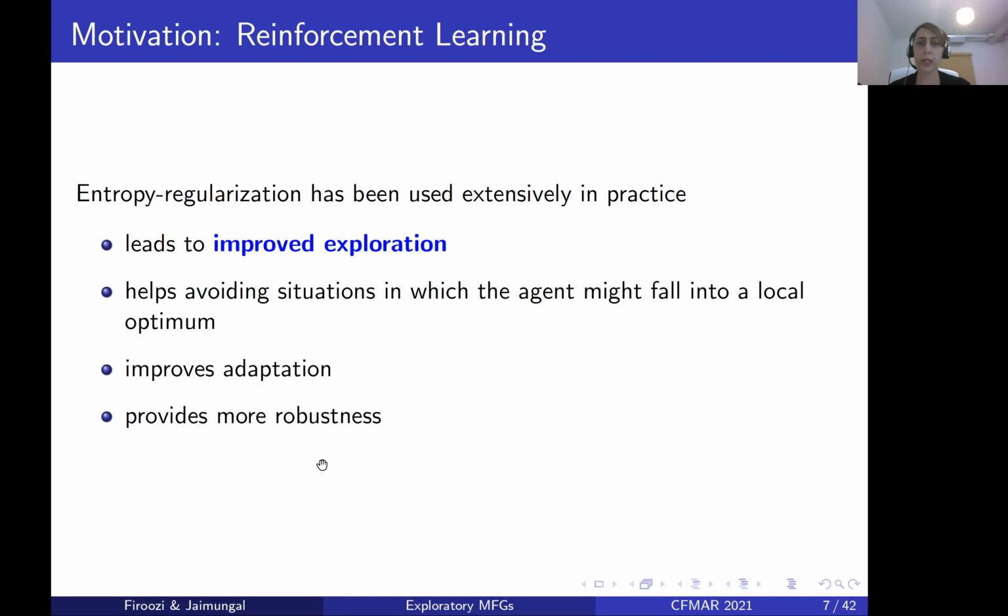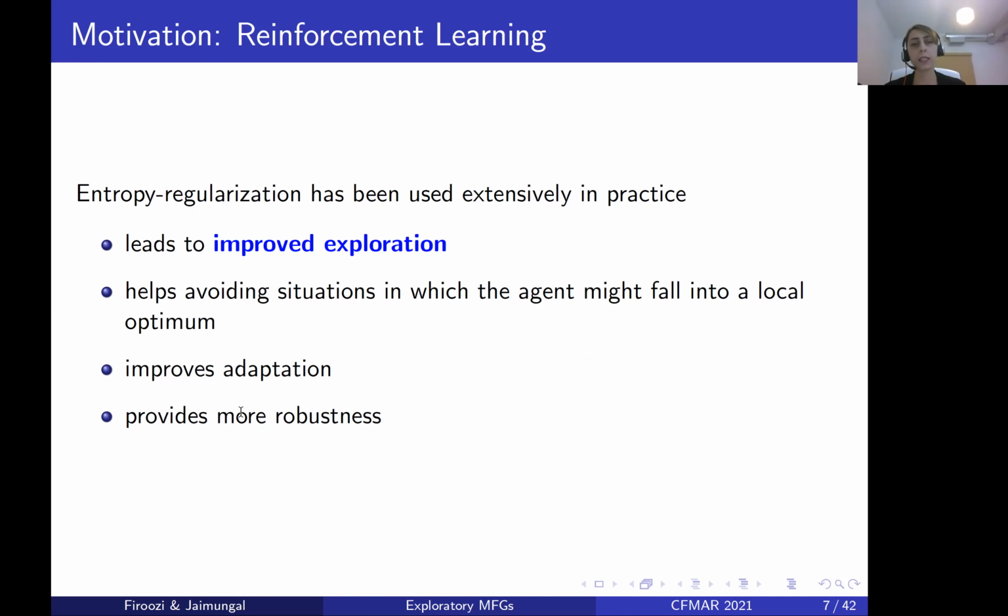Entropy regularization has been used extensively in practice for learning algorithms, and it has been shown that this leads to improved exploration, because it encourages exploration, and this helps avoid the situation where the system gets stuck in a local optimum. This becomes especially important for the cases where the reward is sparse, so the agent doesn't receive feedback very often, and it is more probable that the system gets stuck in an action that has led to the highest reward so far, but that's not the best action. So this is one advantage of using exploration in systems.